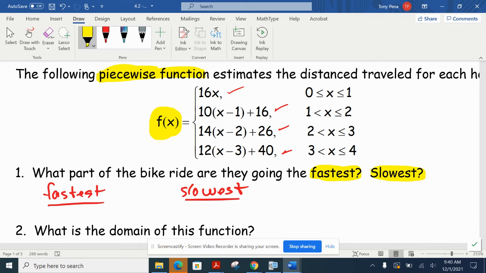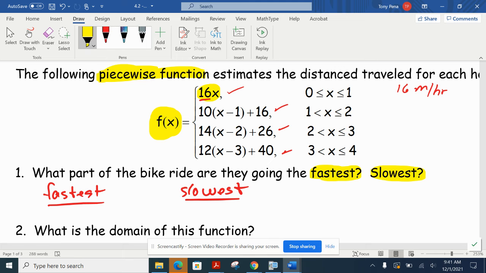So if we look at this first one right here, what is the slope of that line? When we look at that, Julia. Good, because this is the number in front of x. So our slope is 16. So think of it as kind of like 16 miles per hour. We don't necessarily know our units, but that's how fast that person is going. It could be miles per hour, could be feet per minute, meters per second. But 16 is how fast we're going.